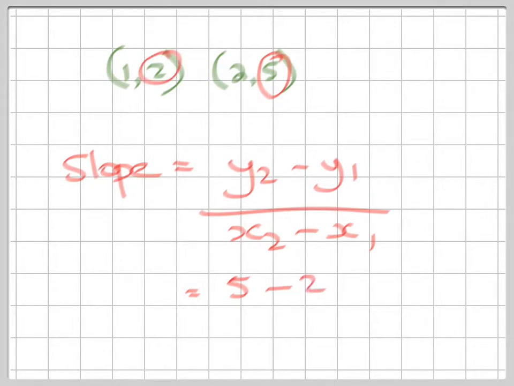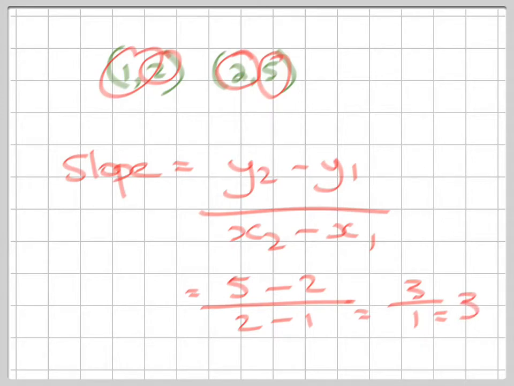2 over x2. So we come back to use this one because we started with that y. So now we're going to use that x. 2 minus x1, 1. Okay, so 5 minus 2 is 3. And 2 minus 1 is 1. So our slope or gradient is 3 in that particular case.